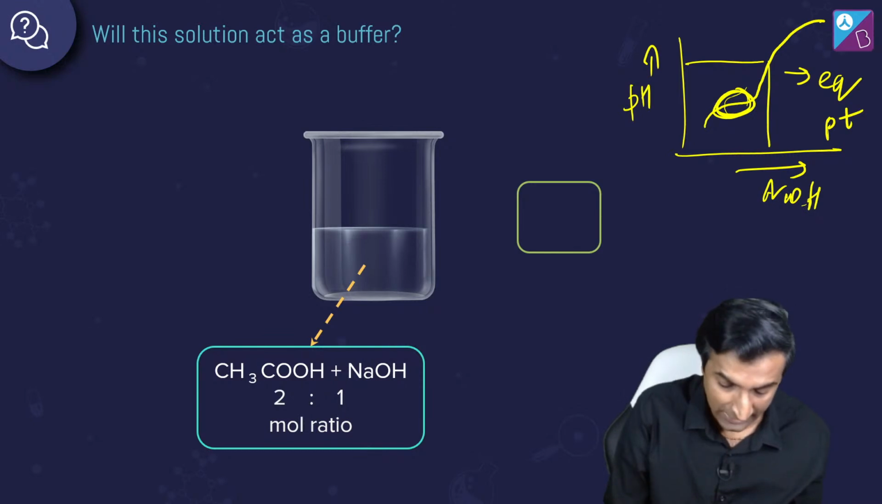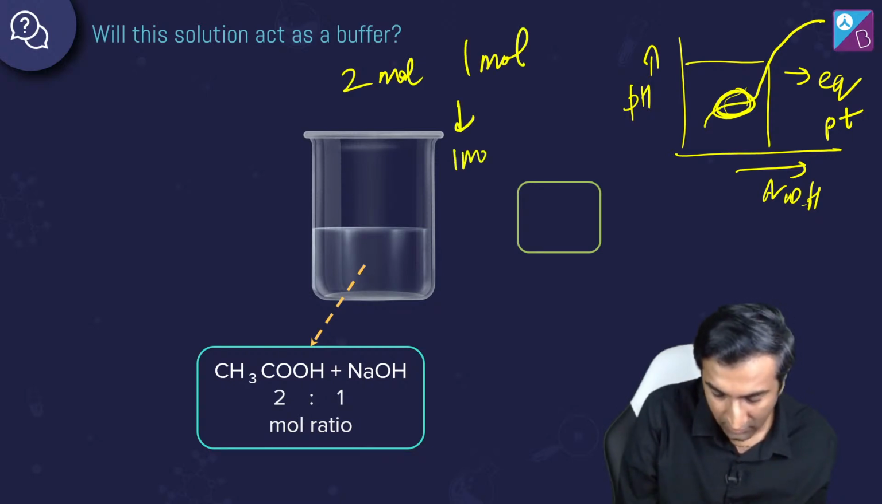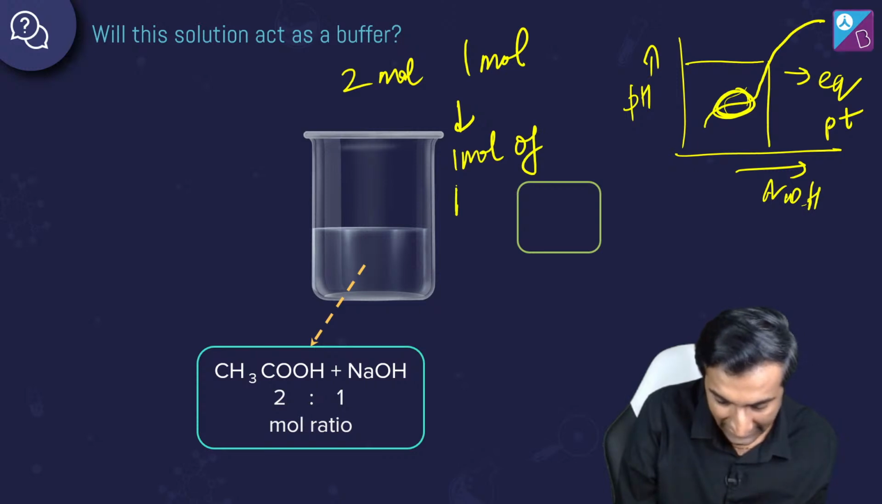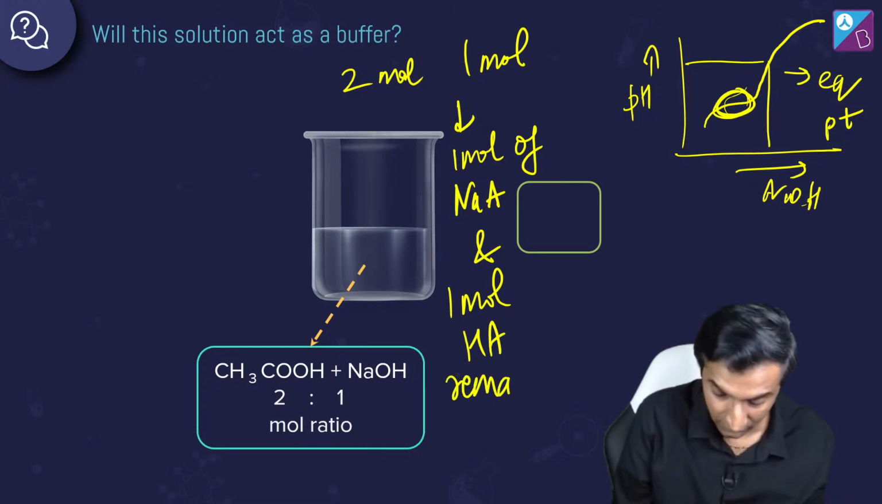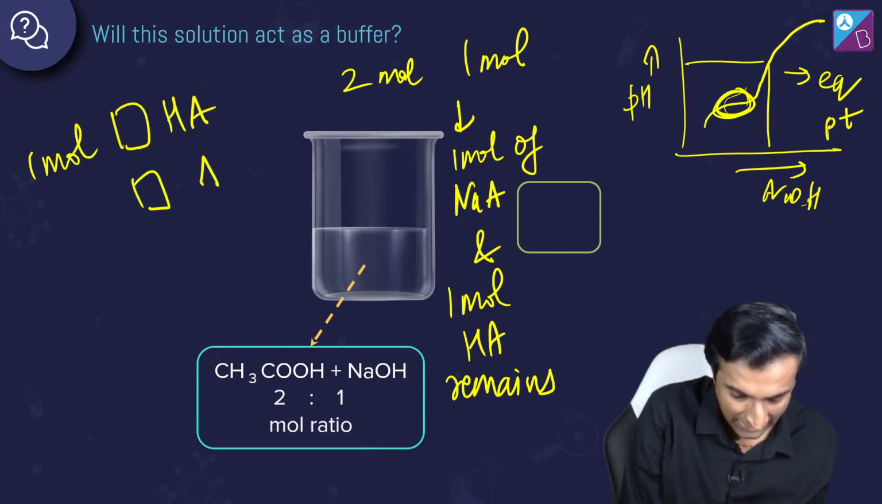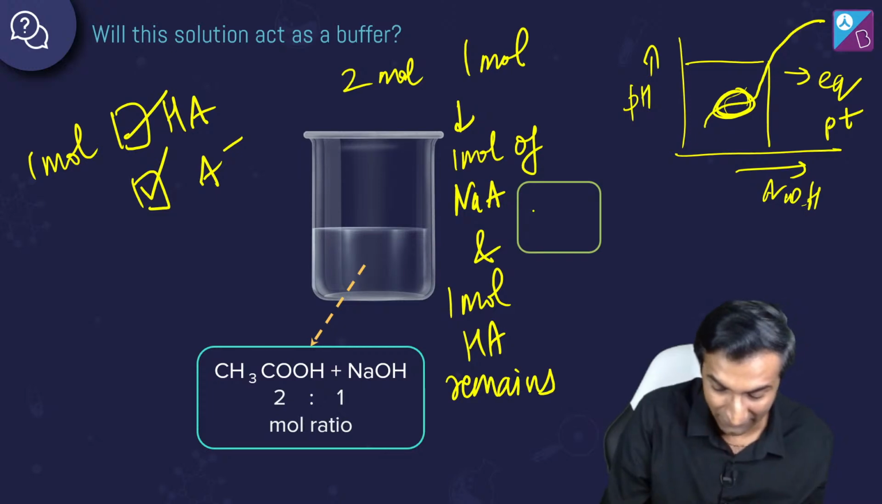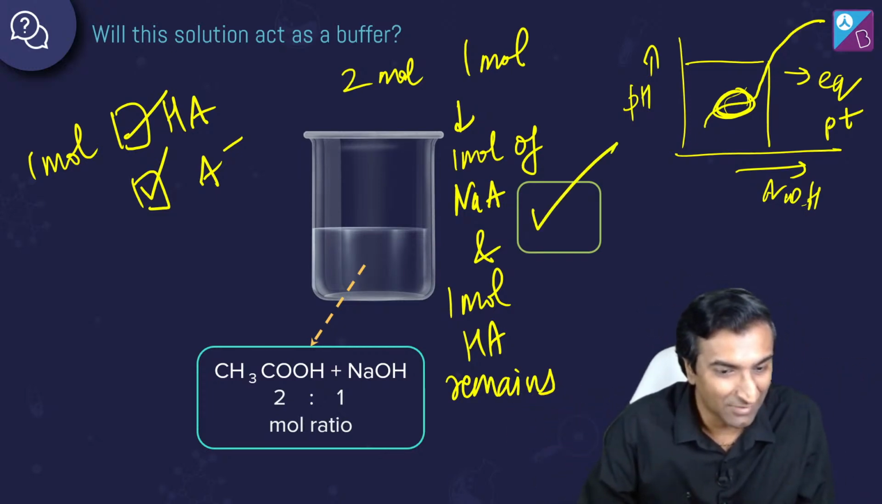अगर ये 2:1 ratio में है, तो मतलब 1:1 हो गया consume. Okay, so I take 2 mole and 1 mole. So this gives me 1 mole of NaA and 1 mole of HA remains. So look at that. Now you have 1 mole each of HA and A minus. There you go. ये तो buffer है, ये तो buffer है. Okay? This is a buffer.